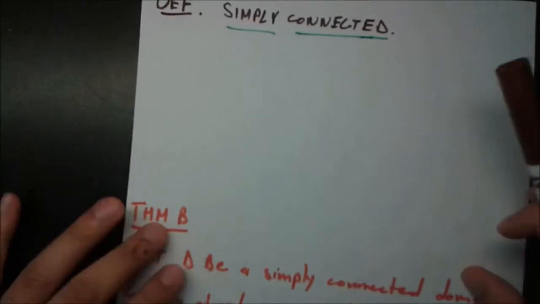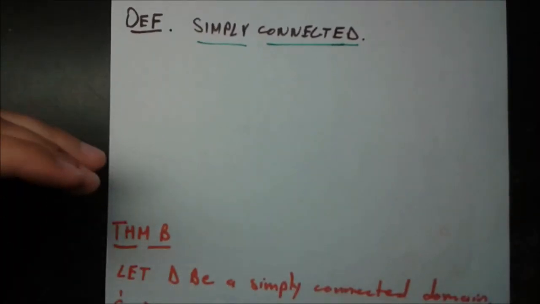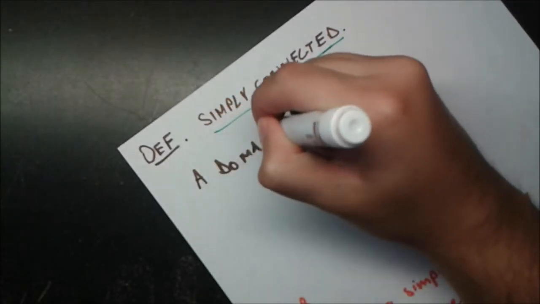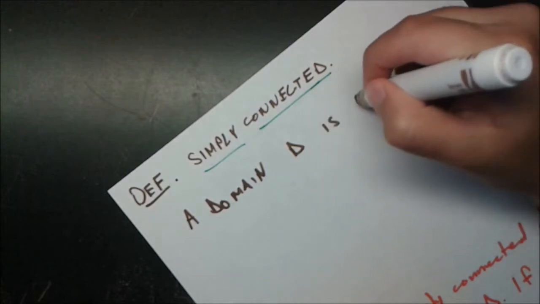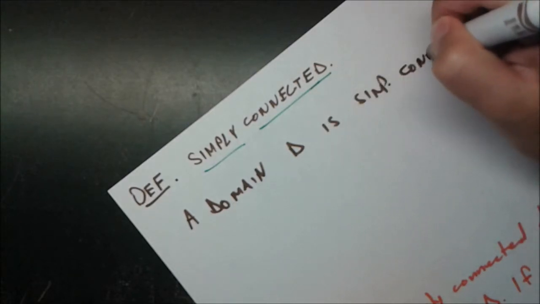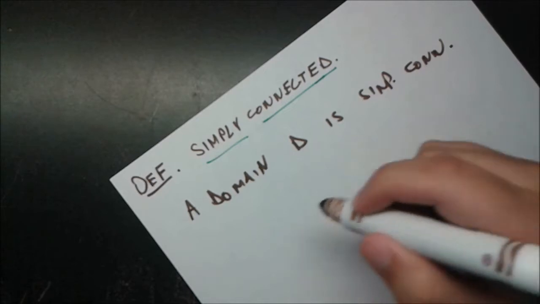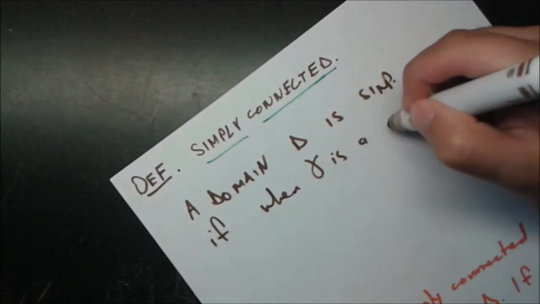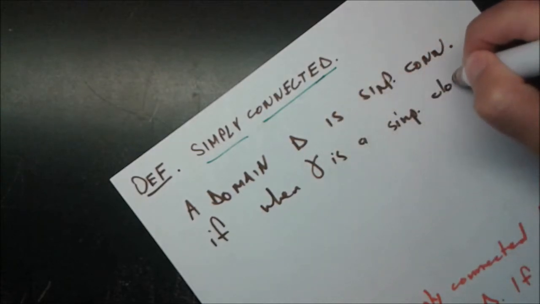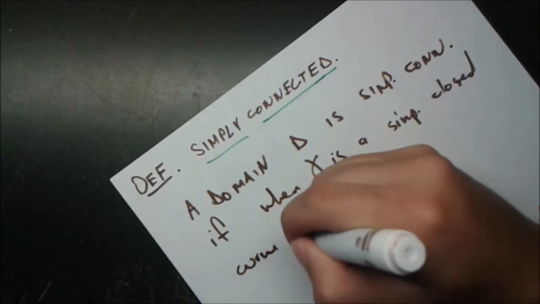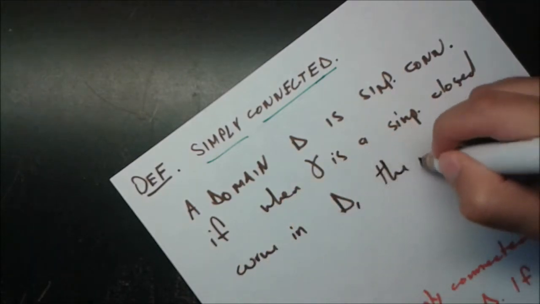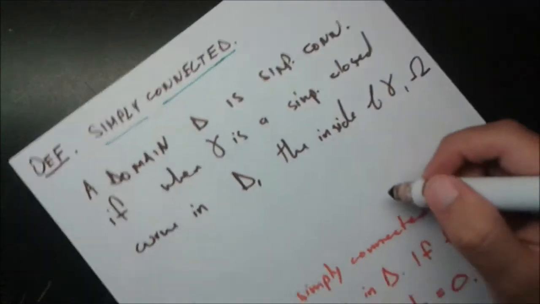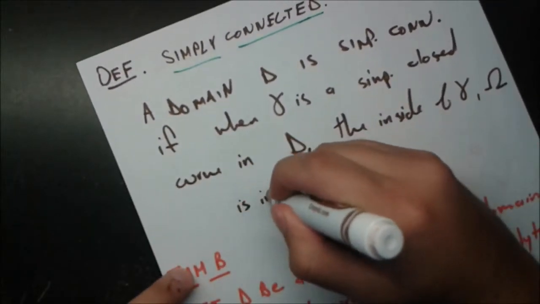The next thing we're going to talk about is a new definition: simply connected. This definition deals with domains. A domain D, as we've been doing, is simply connected, I'll put simpcon, if what? It's simply connected if, when gamma is a simple closed curve in D, the inside of gamma, which we've traditionally been calling omega, so we'll call it omega again, is inside D as well.